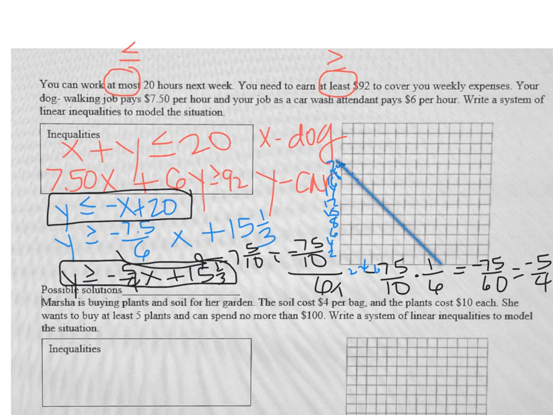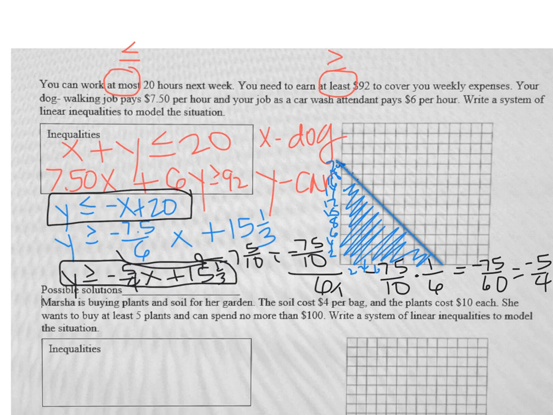Okay, I'm just going to go through there. Okay, and since it's less than or equal to, I need to shade below. Okay, and then we have the second one. Now, I don't normally like mixed numbers, but in this case, since I'm trying to find a y-intercept, 15 1/3 is easier to find than if I had 46 thirds. Okay, so 15 1/3, I'm going to go ahead and get that one going.